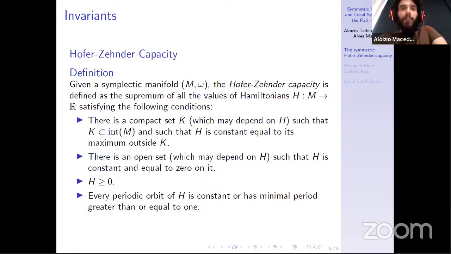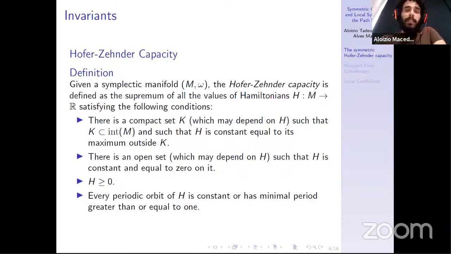The important dynamic condition here is the last one, right? That every periodic orbit of H is either constant or has minimal period greater than or equal to 1, which is what the literature usually calls being slow. All orbits are slow, right? They take too long to come back, the orbits that do.